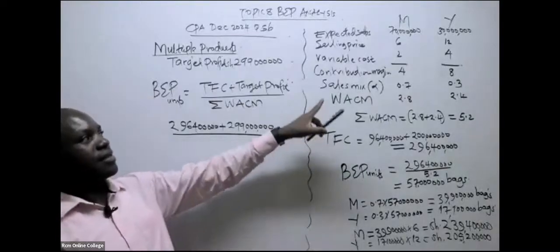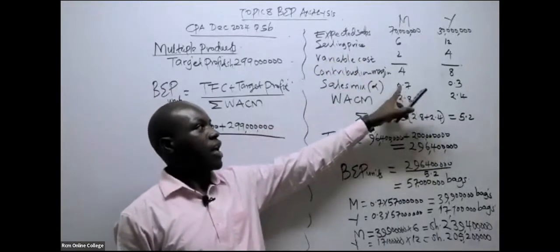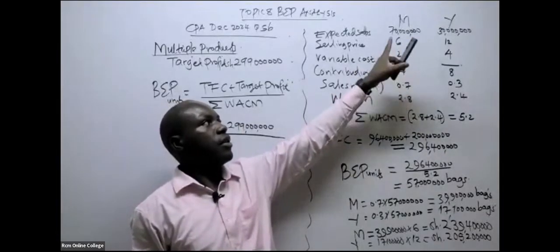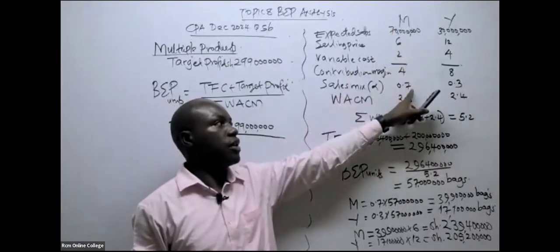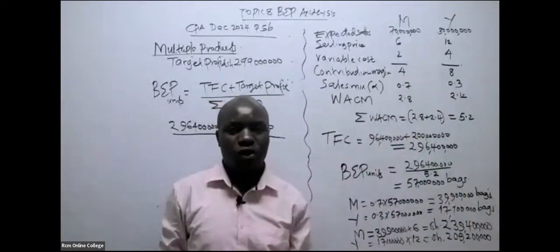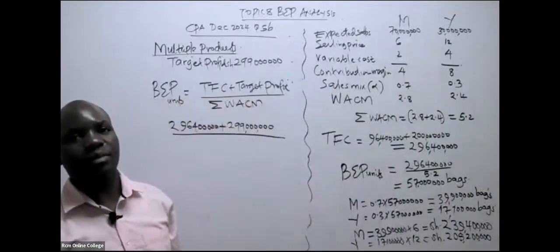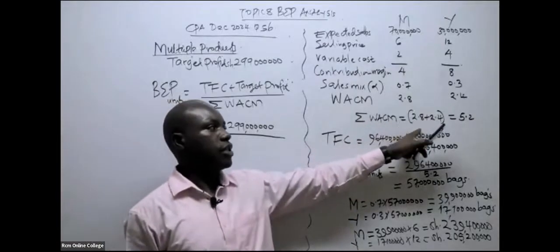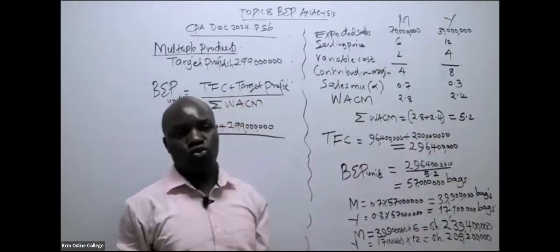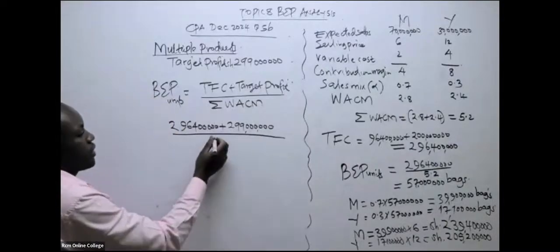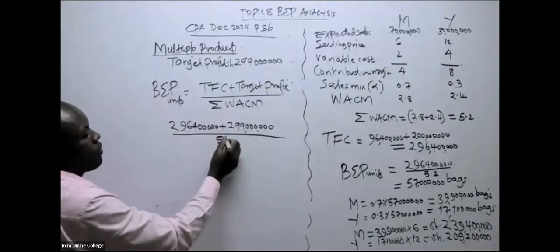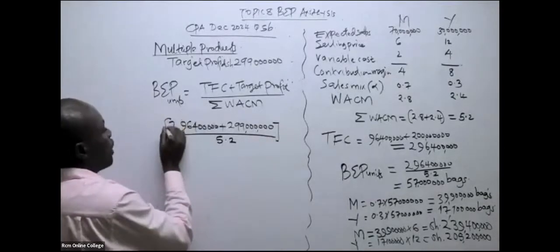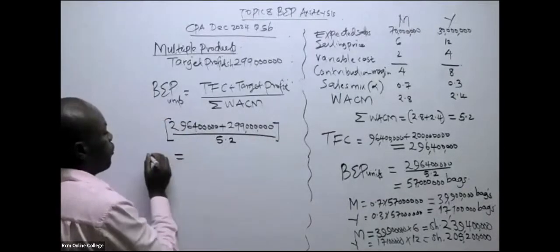Our current sales mix ratio is 70 million to 30 million, that is 0.7 is to 0.3. Under that sales mix ratio, our summation of weighted average contribution margin was 5.2. Please go ahead and give me the break-even point in units.